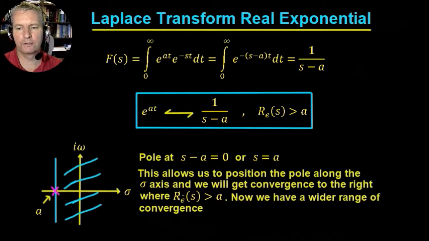So that shows us that the point of finding the Laplace transform and multiplying with the real exponential is that the real exponential allows us to shift this pole up and down the sigma axis, which is a very useful thing to do, which we'll go into in another video.